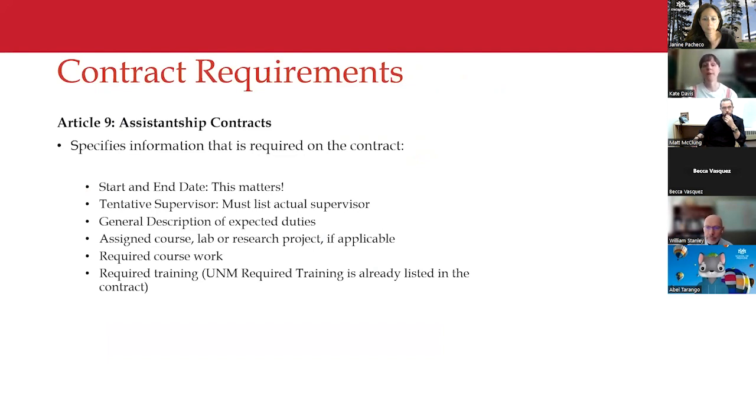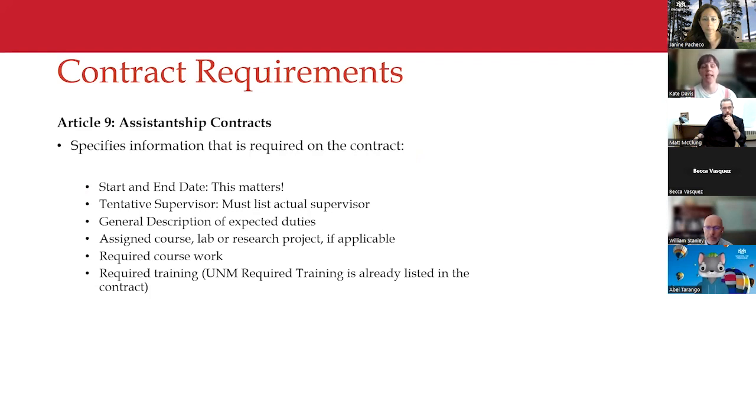We want to talk about the contracts themselves. Under the collective bargaining agreement, Article 9, it really talks about the contract itself and the specific information that's required to be in the contract. The information that's required is the start and the end date. I want to express to you that the start and the end date are extremely important. When you submit a contract to us through LoboWeb, through Lobo Contracts, you have to put an accurate start date and an accurate end date.